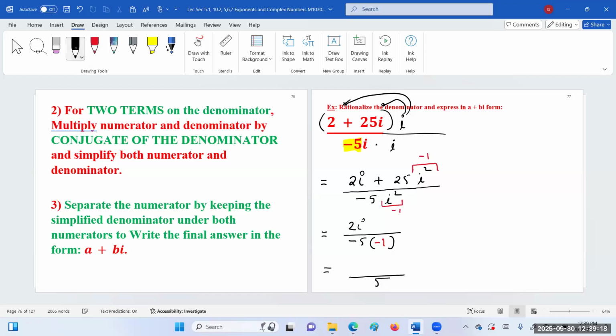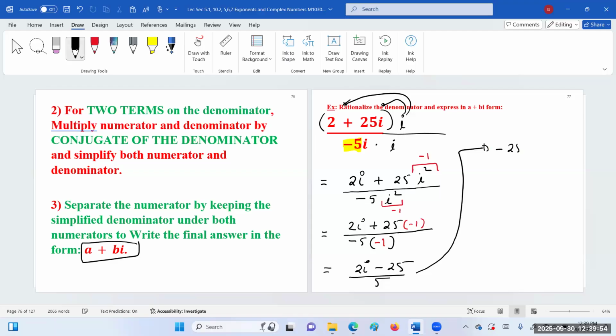So we get 2i plus 25 times -1, which is 2i minus 25. So we're done with rationalizing. Rationalization is over. But now you have to work with our final format. The final format says you have to write the real number first and then the imaginary number. That means we have to bring the 25 to the front and 2i to the second part.